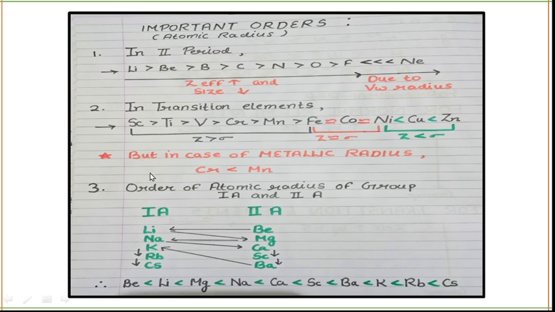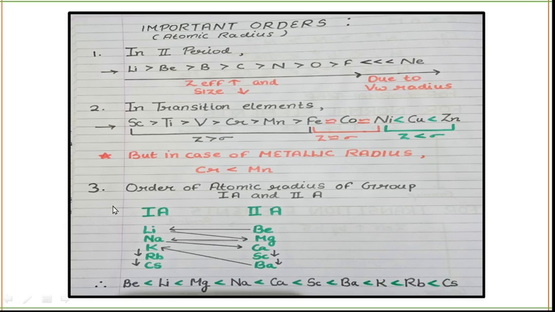Third point, but in the case of metallic radius, chromium has less radius than manganese. This order was basically for covalent radius and this is for the metallic radius. All the order will remain constant in the case of metallic radius, but the chromium radius will decrease in the case of metallic radius as compared to manganese. This is also very important to note.